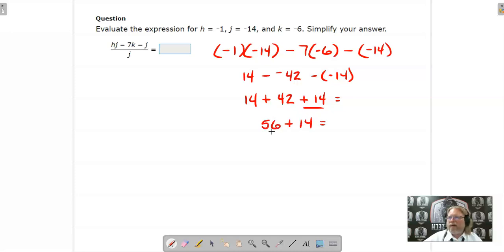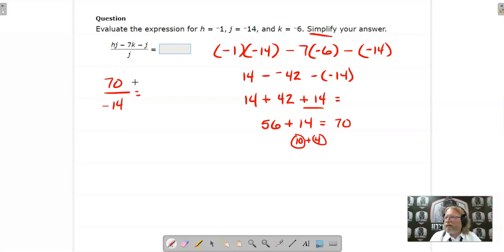And 56 plus 14 is, well, 56, add 10. Here, the way I'm looking at this, I'll give you my mental math there. 56, add 10, 66, add 4 more, 70. So I end up with 70, divided by, and J is negative 14. Now I happen to know that both of these are divisible by 7, so this will simplify. And it does say to simplify your answer.